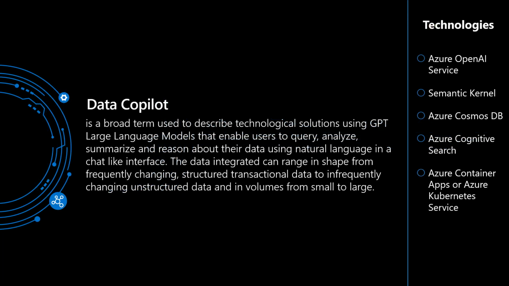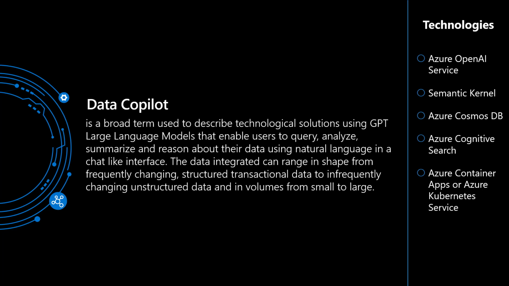The type of solution we're going to explore today is what we call a data copilot. Data copilot is somewhat of a broad term. In short, what it describes is the ability for users to ask natural language questions from large language models such as GPT with their own enterprise data to enrich the response. The data used here can be anything from text documents to images to transactional data in a database.